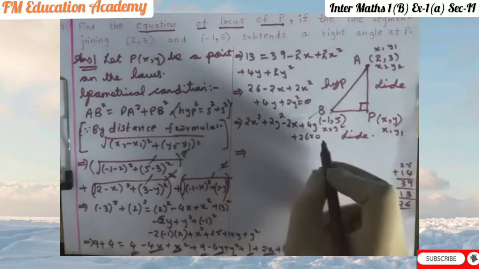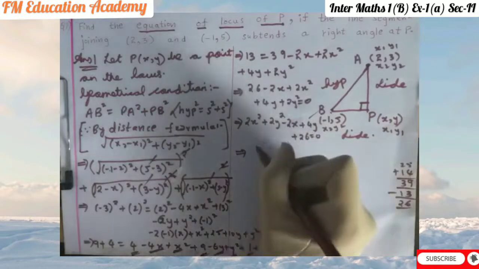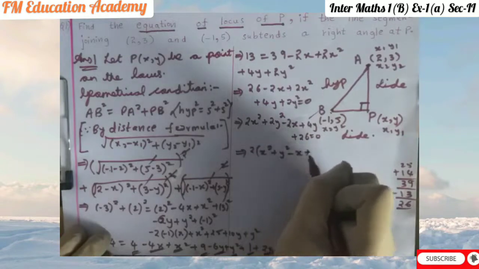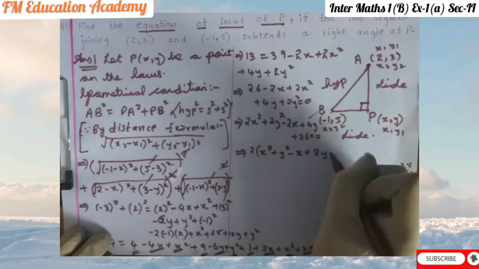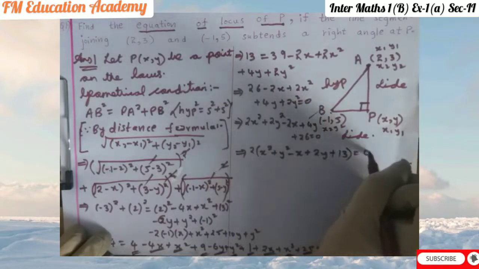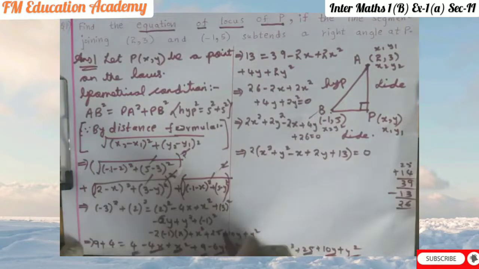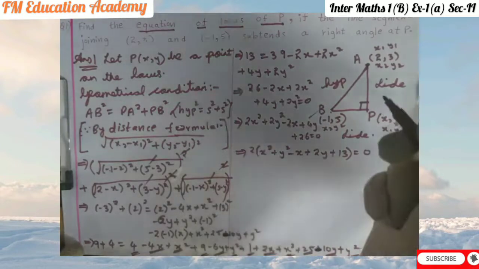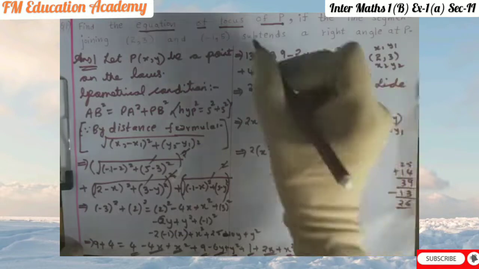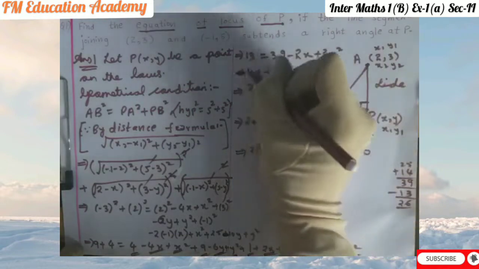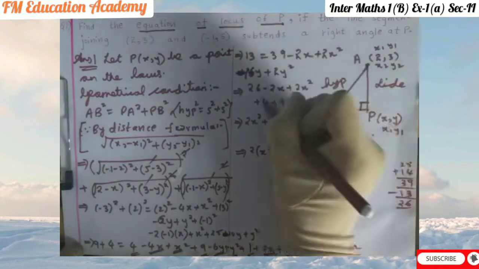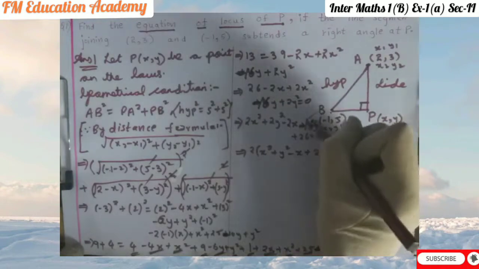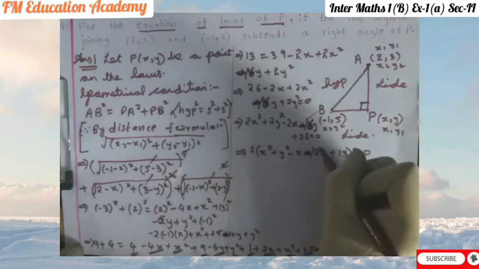Now here if you observe, all will go in 2 table, so we'll take 2 common out, so it will become x square plus y square minus 2 1s are 2, plus 2 2s are 4, plus 2 1s are 2, 2 3s are 6, that is equals to 0. This is minus 10y, then minus 10 minus 6 means minus 16. So here we have minus 16y.